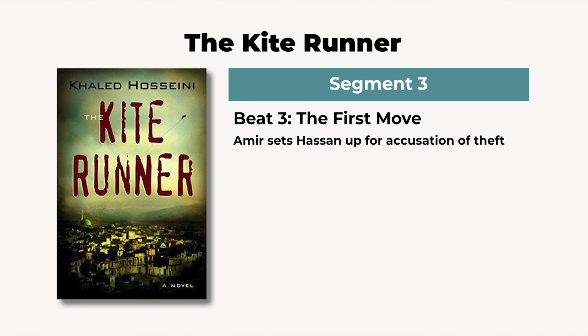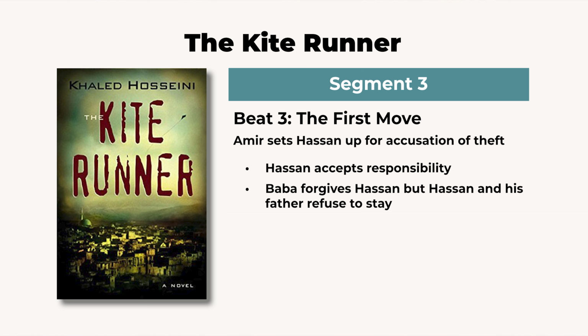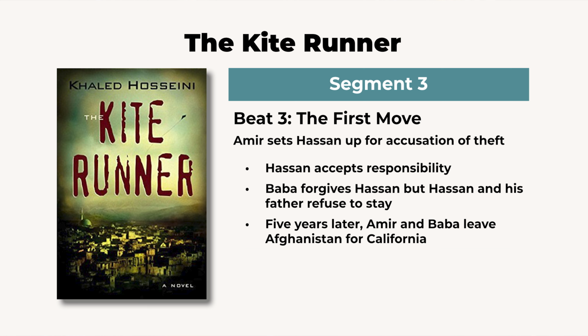In The Kite Runner, Amir sets Hassan up for an accusation of theft to get him sent away. Much to Amir's astonishment, Hassan accepts responsibility. Even though Baba forgives Hassan, Hassan and his father refuse to stay. Fast forward 5 years, and the rest of the segment follows Amir and Baba as they leave Soviet-occupied Afghanistan for California.